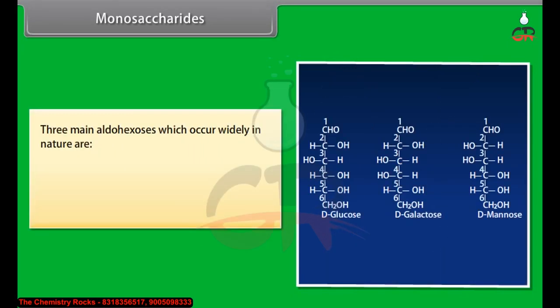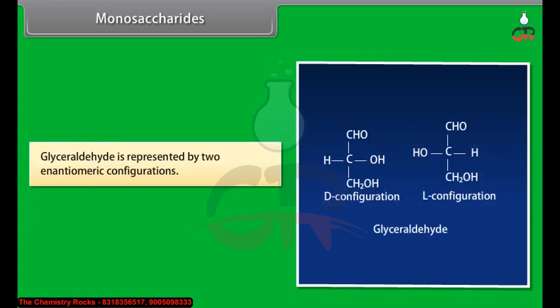3 main aldohexoses which occur widely in nature are D-glucose, D-galactose and D-mannose. The letter D before the name of monosaccharides represents the configuration as derived from glyceraldehyde. Glyceraldehyde is represented by 2 enantiomeric configurations.